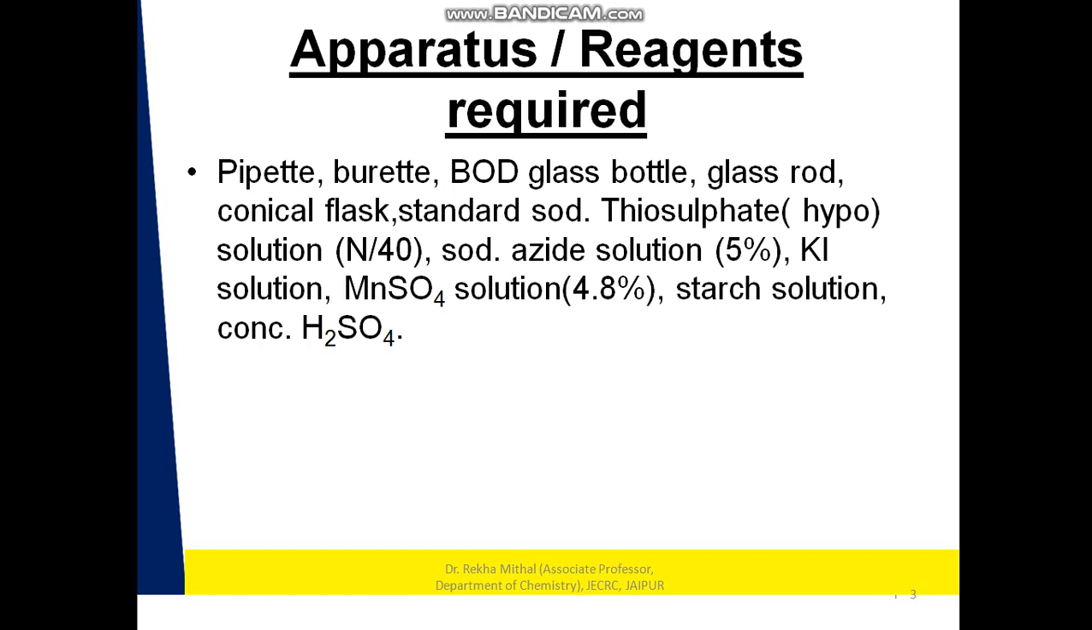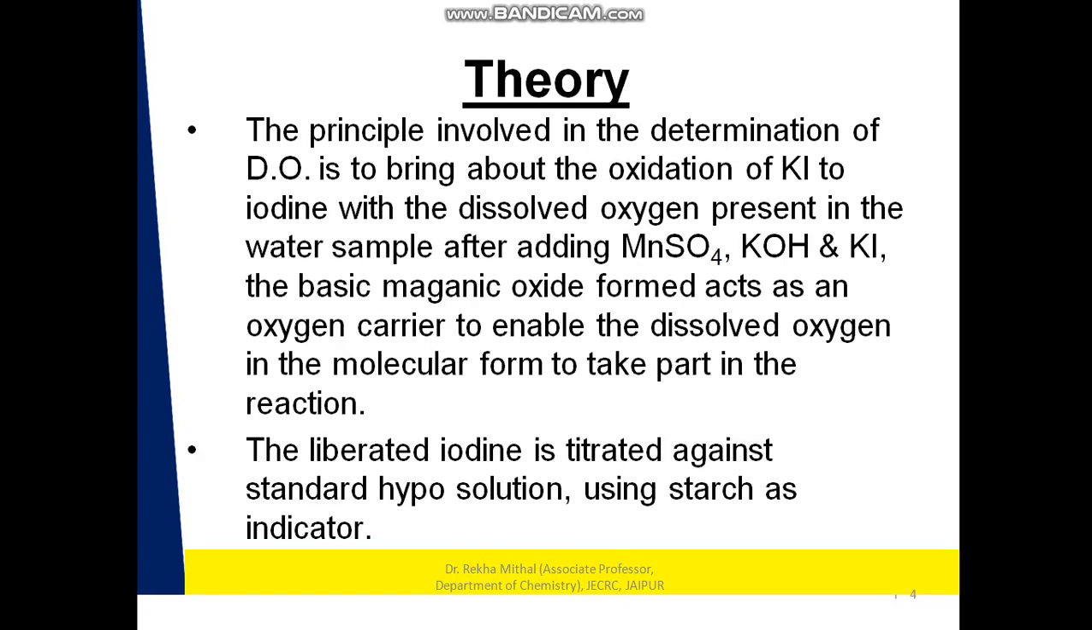solution of normality N by 40, sodium azide solution, that is 5%, KI solution, manganese sulfate solution 4.8%, starch as an indicator, and concentrated H2SO4. Now we should know about the theory of the experiment.